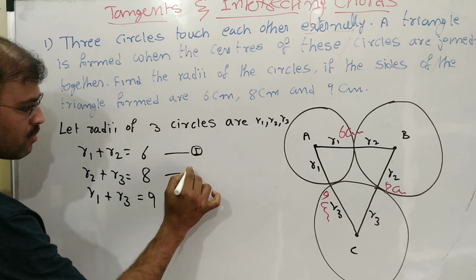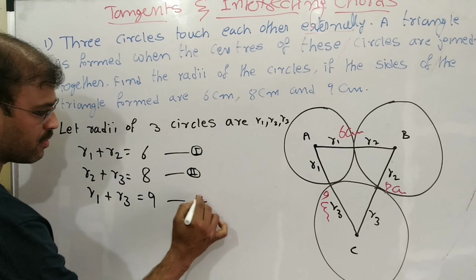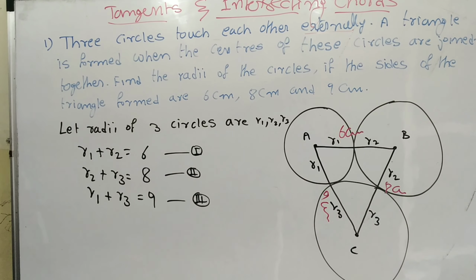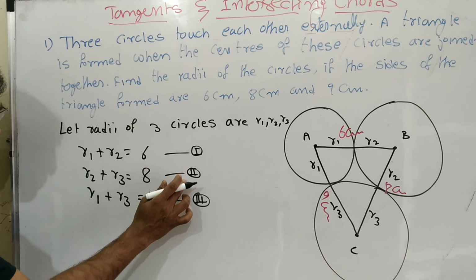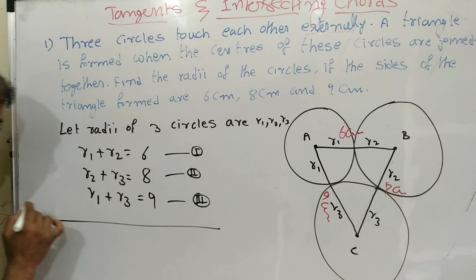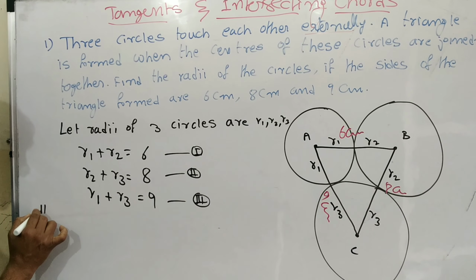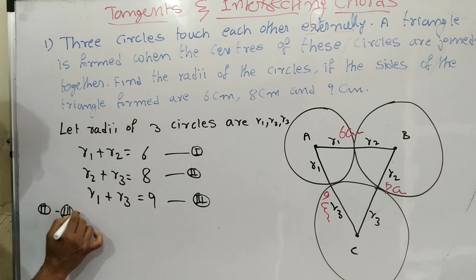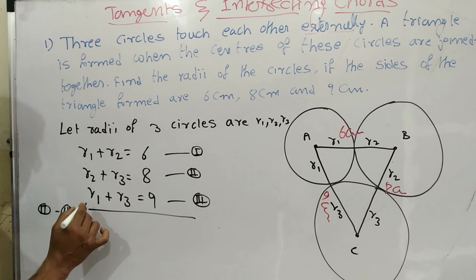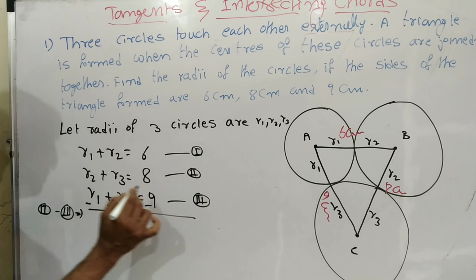I'll consider these as equation 1, equation 2, equation 3. So now we got three equations. Now when we solve these three equations, we will be able to find the R1, R2, R3 values. To solve these three equations, take any two equations and solve. So now I am going to take these two equations. I will subtract: equation 2 minus equation 3. Whenever you are subtracting, change the sign.